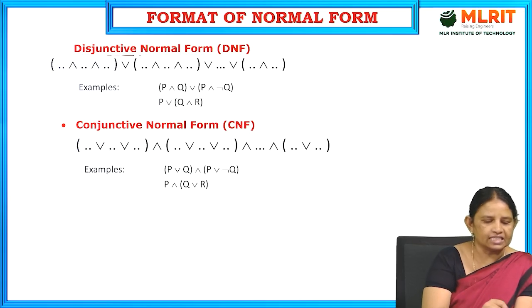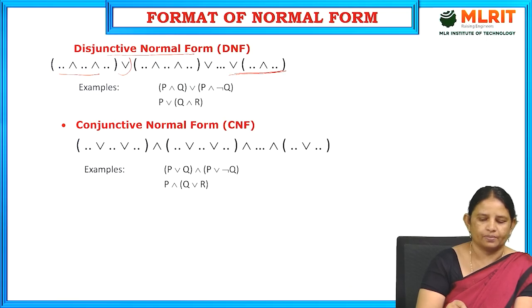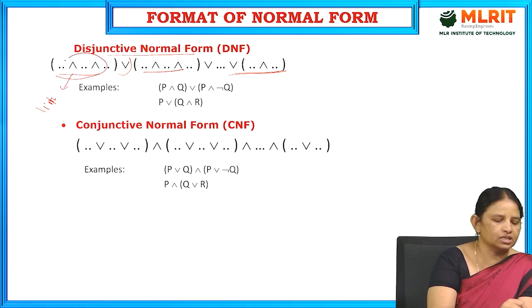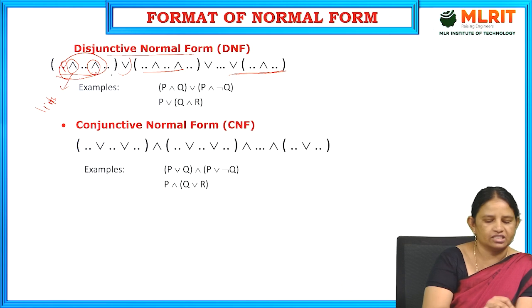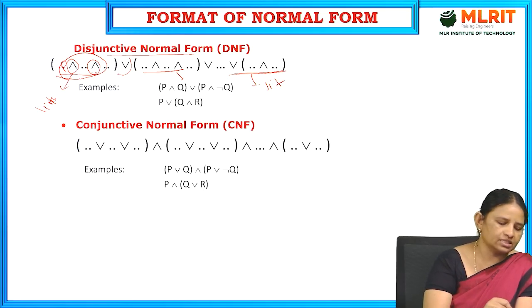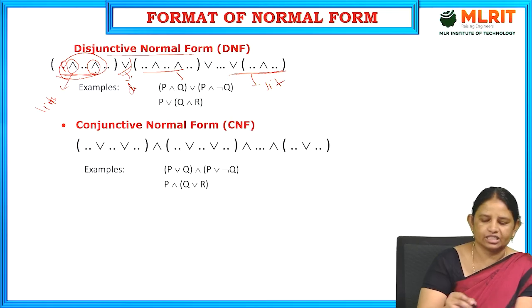If it is a disjunctive normal form, it consists of a conjunction of literals. This is called a literal. Conjunction means that between each and every statement there is a conjunction. This is one literal. Suppose there are three literals. The three literals are connected by using the symbol called disjunction. So, this is called a conjunction of literals.